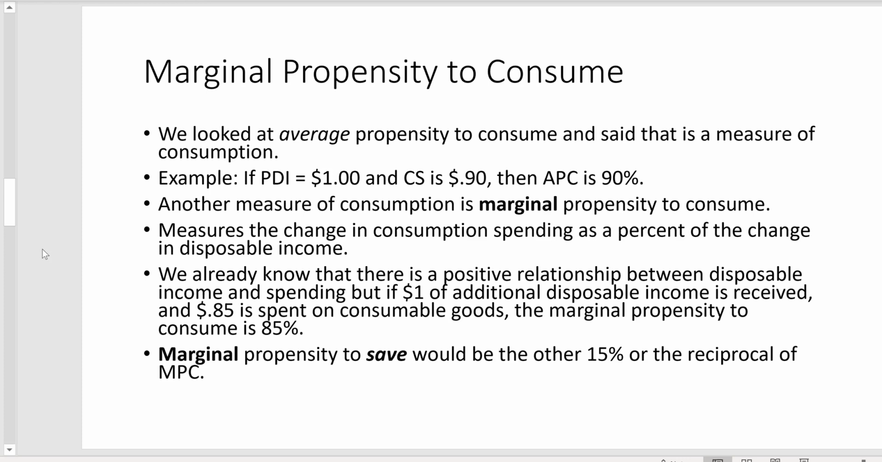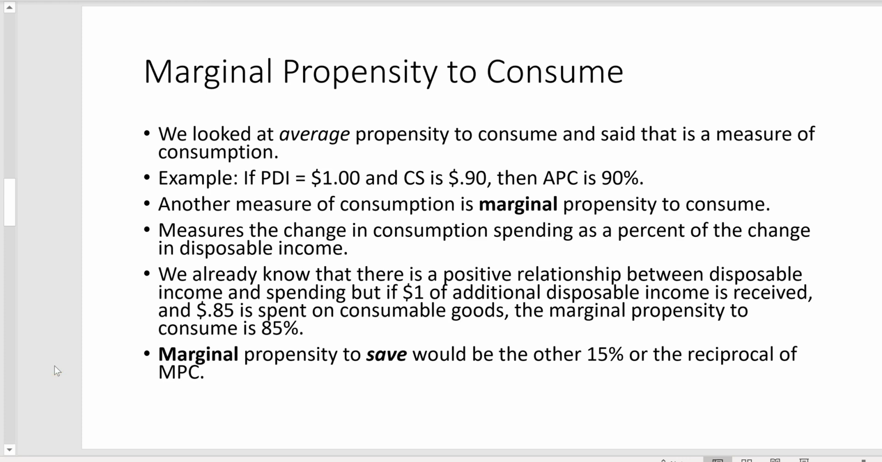Why? Because you had $1 and you spent 90 cents of it. You had $1 that was available to be spent, and if you spent 90 cents of it, then your average propensity to consume would be 90%. Another measure of consumption is marginal propensity to consume. So that was average propensity to consume. Now let's get to know marginal propensity to consume.